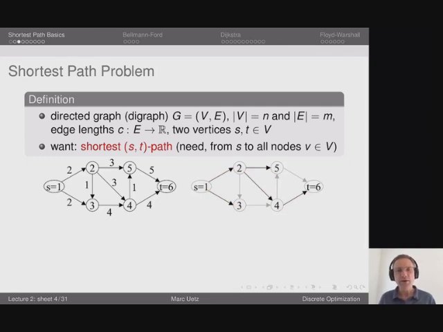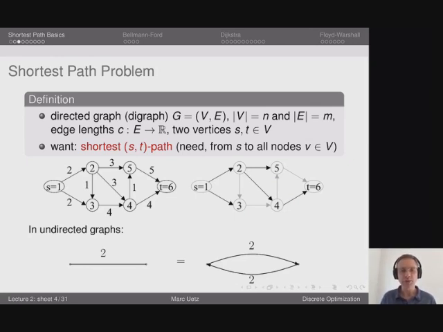The problem is defined for directed graphs, so edges have a direction. If we happen to have undirected graphs, we can just model that by replacing one undirected edge here of length 2 with 2 directed edges in opposite directions with the same length 2. So it's no loss of generality to only look at the problem for directed graphs.